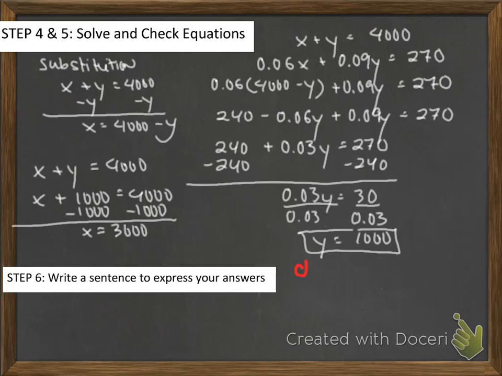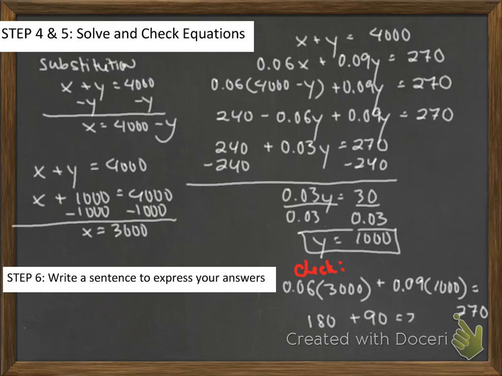Okay. However, remember, it's very important to check your work because, as you can see, we've done a lot of it, and the more steps there are, the more likely we are, or I am anyways, to make a mistake. Okay. So 6% of 3,000 plus 9% of 1,000 should be, if we did this right, 270. Okay, so let's check our work and see if it is correct. Okay, so 6% times 3,000 is 180, and 9% of 1,000 is 90. Let's see if this checks out. Yes, so 270 equals 270, so that is correct. So let's write our sentence to explain what we've done.